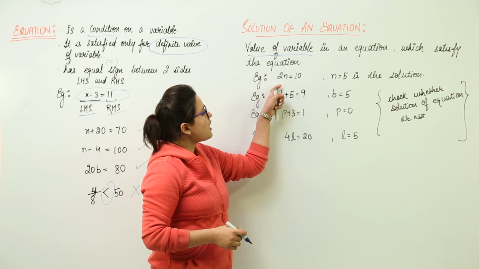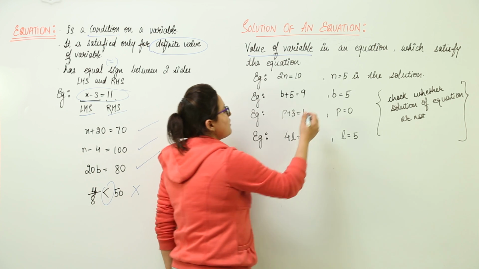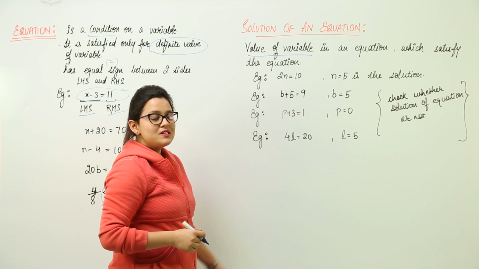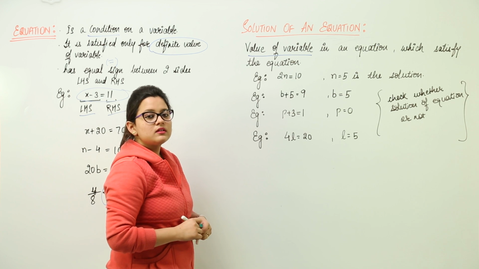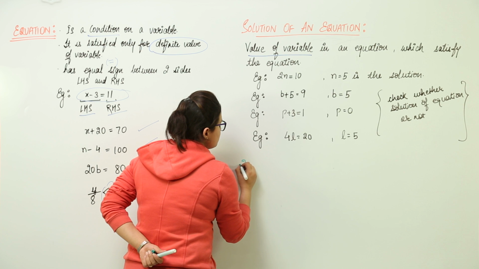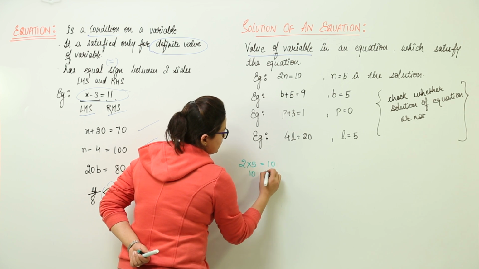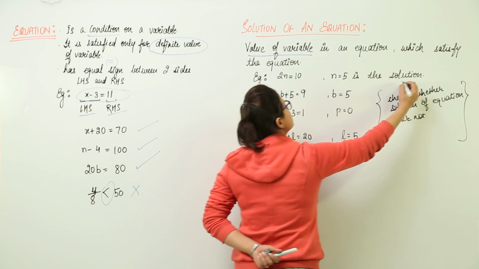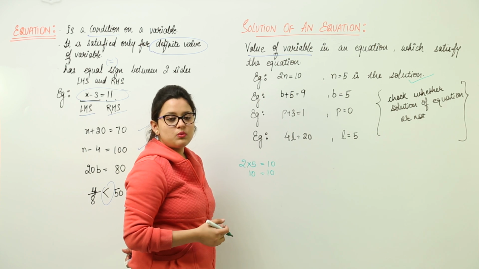Now here we have the example of 2n = 10. I have written down that n = 5 is the solution for this. That means if you put the value of n as 5, you would get the equation to be satisfied. Now we can check that 2 into 5 on the left hand side comes out to be 10, which is equal to the right hand side. That means this is the solution of the equation 2n = 10.